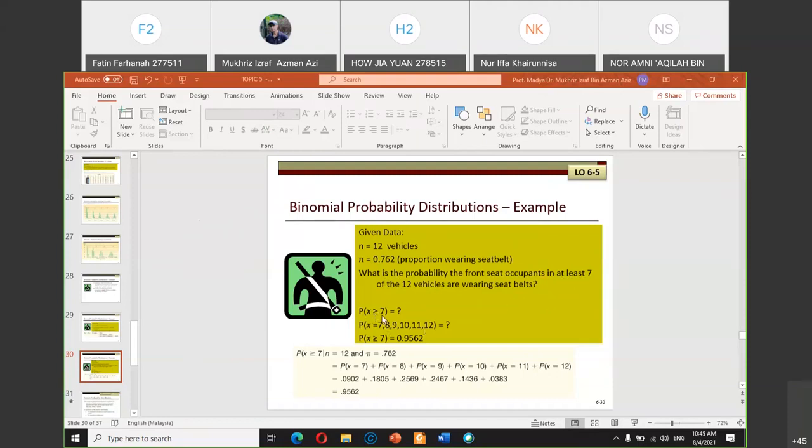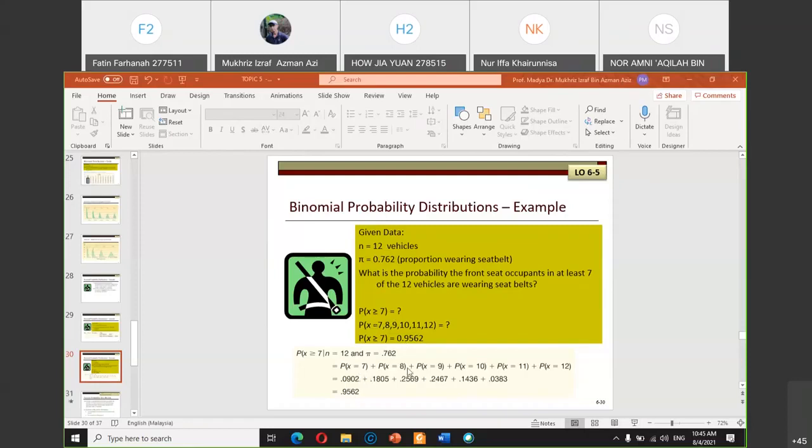So meaning when you have n equals 12, we know that you cannot exceed 12 because the number of trials is fixed at 12. So P(X) at least 7, or more and equals to 7, then it will be 7 until 12: 7, 8, 9, 10, 11, and 12. So you need to calculate this probability.